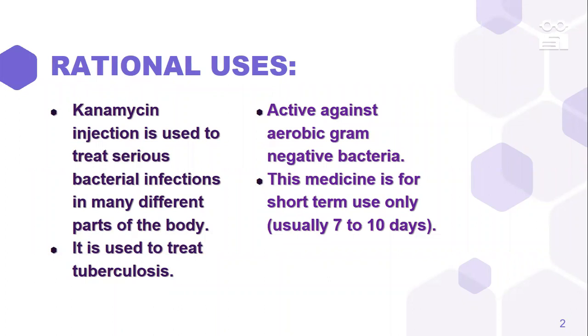Kanamycin is an aminoglycoside bactericidal antibiotic, and it is mostly available in intravenous and intramuscular forms. It is isolated from the bacterium Streptomyces kanamyceticus, and its most commonly used form is kanamycin sulfate. Kanamycin injection is used to treat serious bacterial infections in different parts of the body. It's also used to treat tuberculosis.